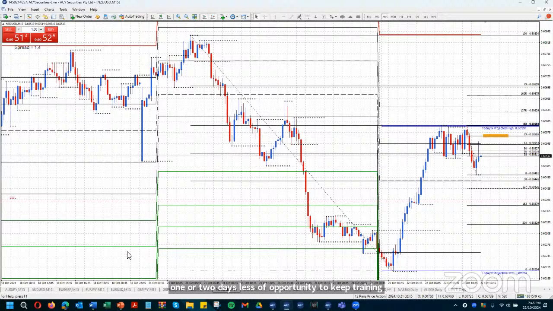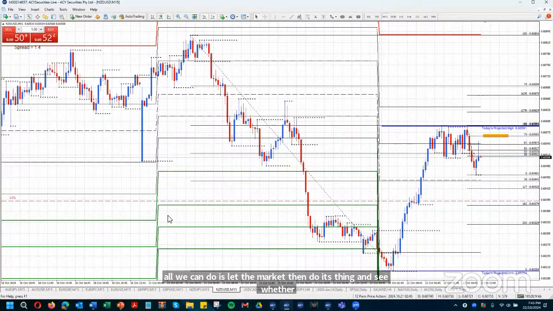So always good to be able to sell a rally at a technical level. So get your technical levels drawn in, look for a rally, limit your risk on your entry, and then all you can do is let the market do its thing and see whether it wants to be complementary to your analysis. All right, I'm going to wind things up for today there.